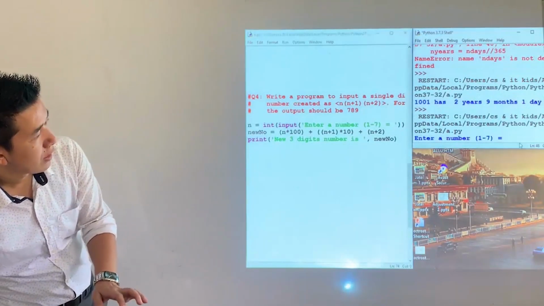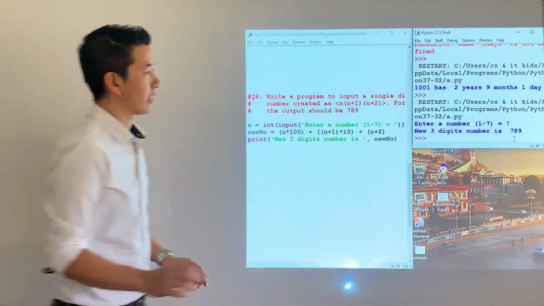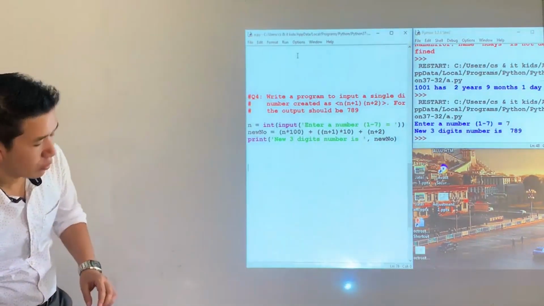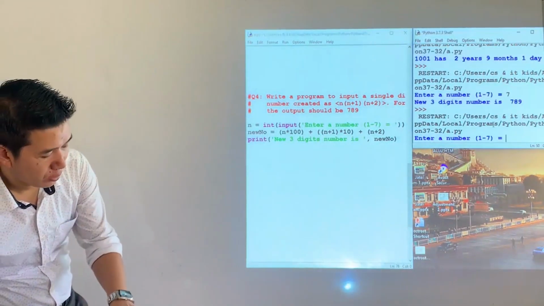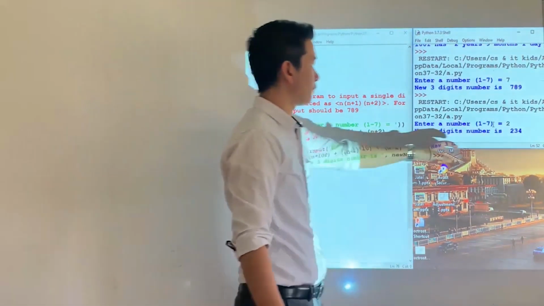Just run this, and then it prompts the user for a number. If you enter 7, I get the correct output as 789. Let's see if I run the program again. Okay, let's see, 2, your answer should be 234.